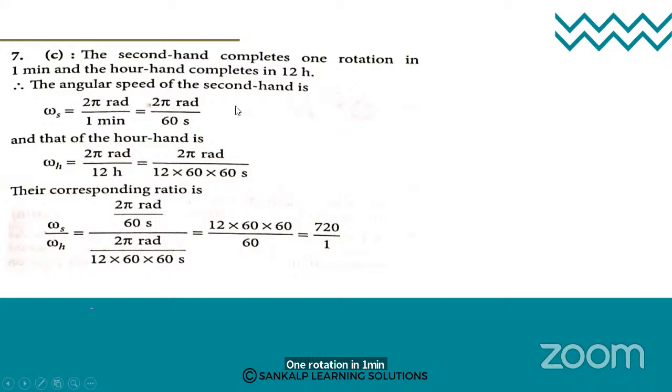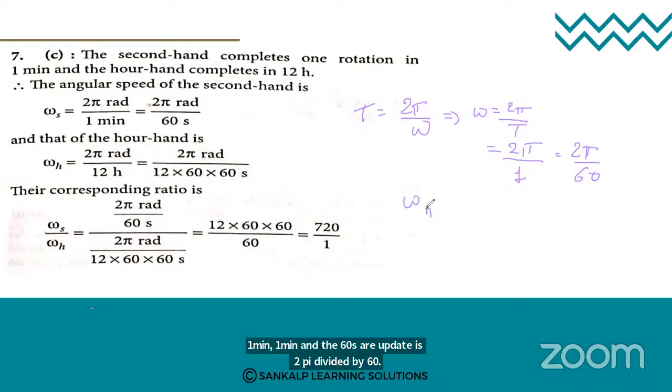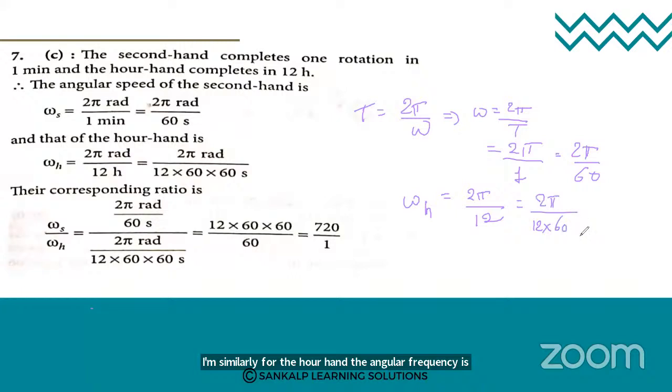Correct? The angular speed of the second hand is given by 2 pi divided by 1 minute, because it is 2 pi by t. So the first step we are using is that time period is equal to 2 pi by omega, or omega is equal to 2 pi divided by t. So it is 2 pi divided by 1 minute, and 1 minute is 60 seconds, so it is 2 pi divided by 60. And similarly for the hour hand, the angular frequency is 2 pi divided by 12, which is equal to 2 pi divided by 12 into 60 into 60.